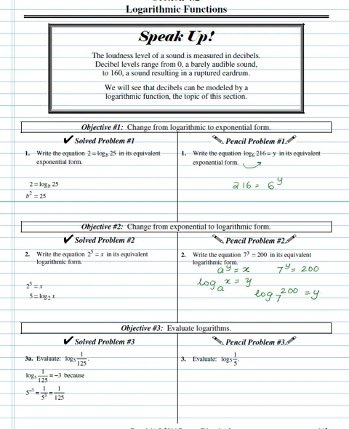Evaluate log 1 over 5 base 5. So I'm asking myself a question, to what power should I raise the base 5 to give me 1 over 5? So 5 to the power negative 1 is 1 over 5. So in this case, log of 1 over 5 base 5 is negative 1. If you want to put it in your calculator, you're going to put it in as log 1 over 5 over log 5, and that would still give you negative 1.